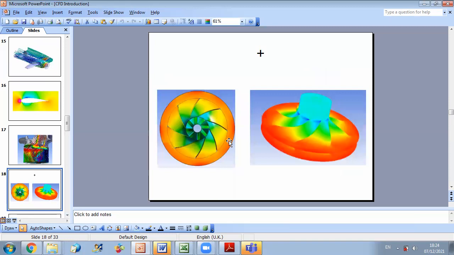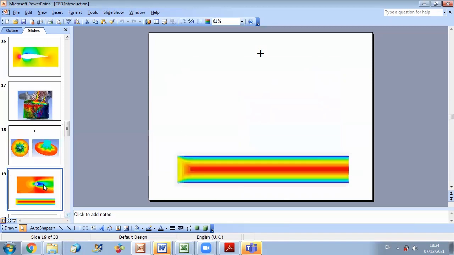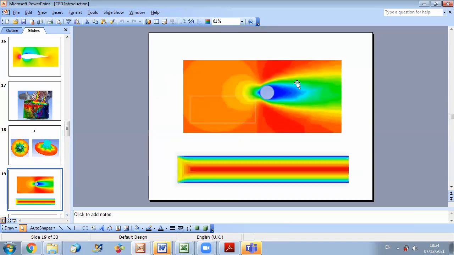You can see here a pump. You can study what is happening in a pump. You can also study, for example, flow over a sphere in a wind tunnel. Like here, if we do some analysis, this is the representation of the velocity field over a sphere.